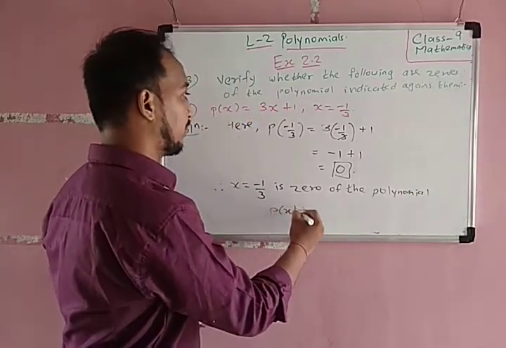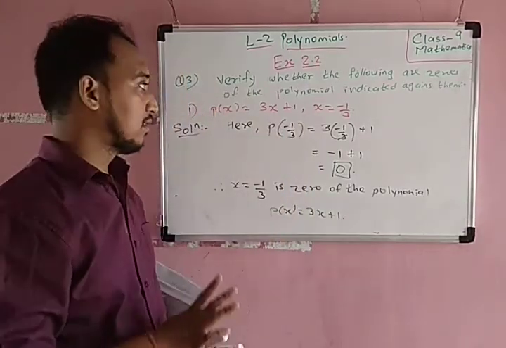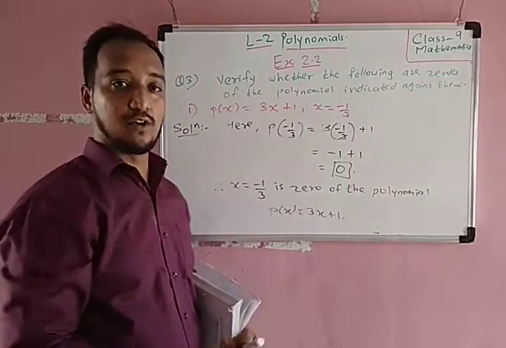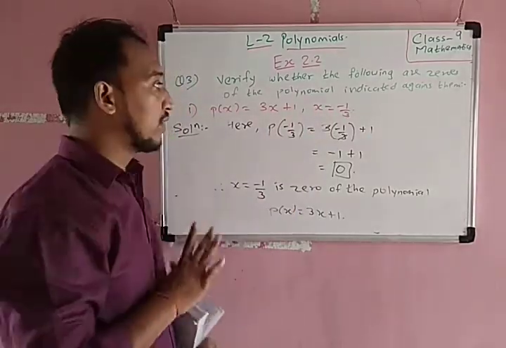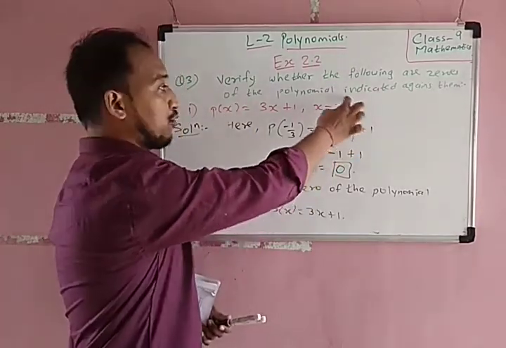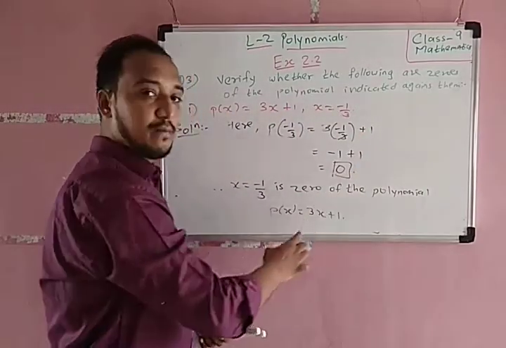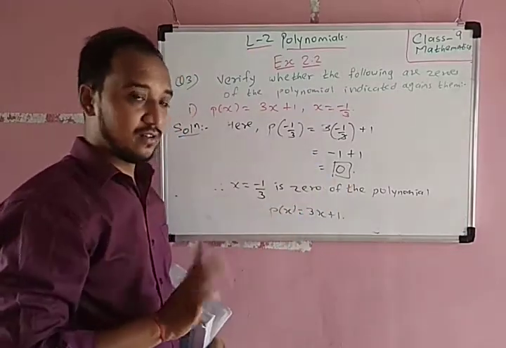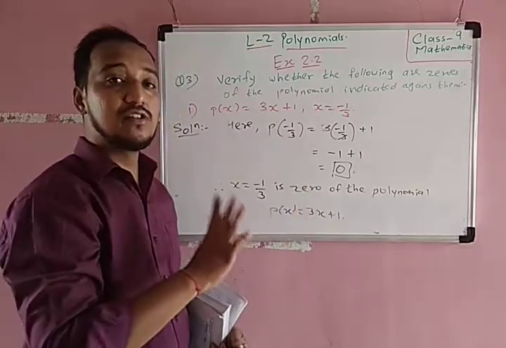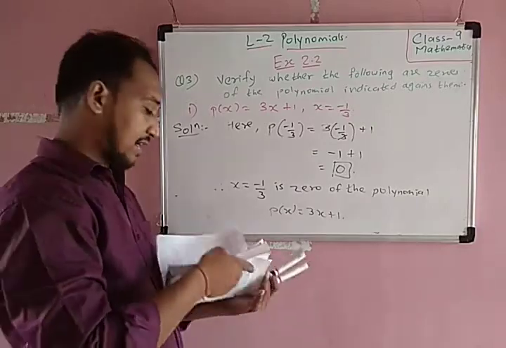Which polynomial? p of x equals 3x plus 1. Clear? For verifying whether the number, the point, is a 0 of the polynomial or not, we have to just put that value in place of that variable. If here it is given x, so put this in the place of x. If your answer is 0, then it is the 0 of the polynomial. But if your answer is not 0, then it is not the 0 of the polynomial. Clear? Next sum.